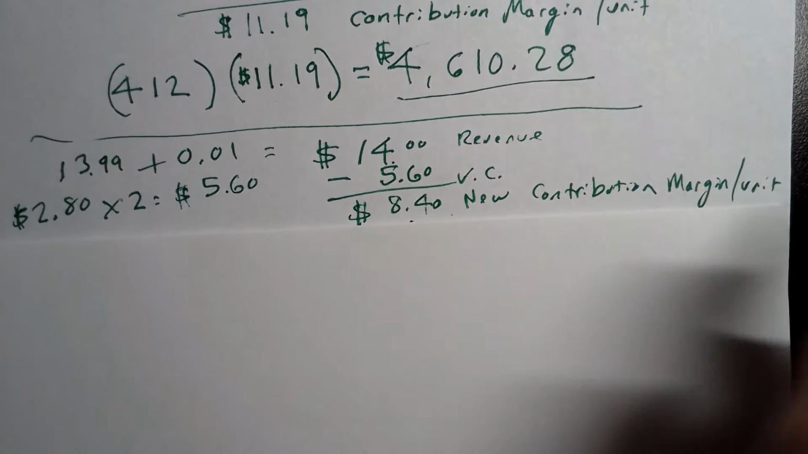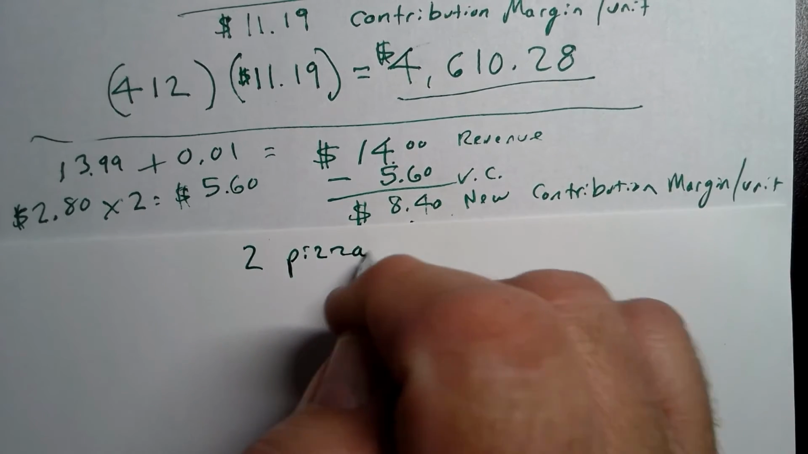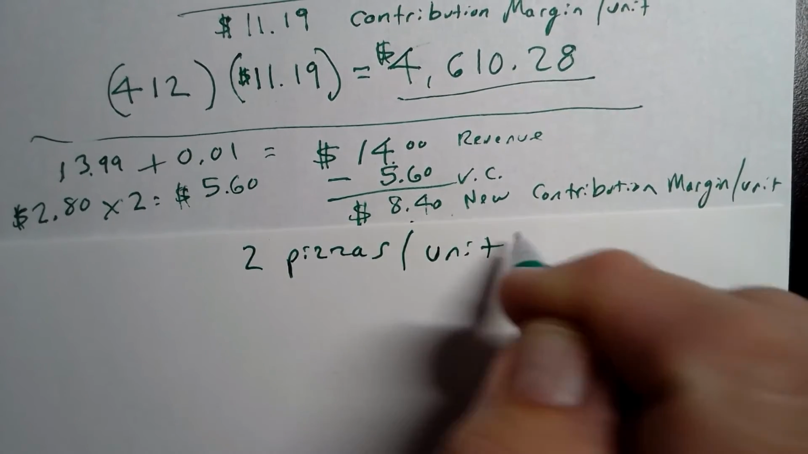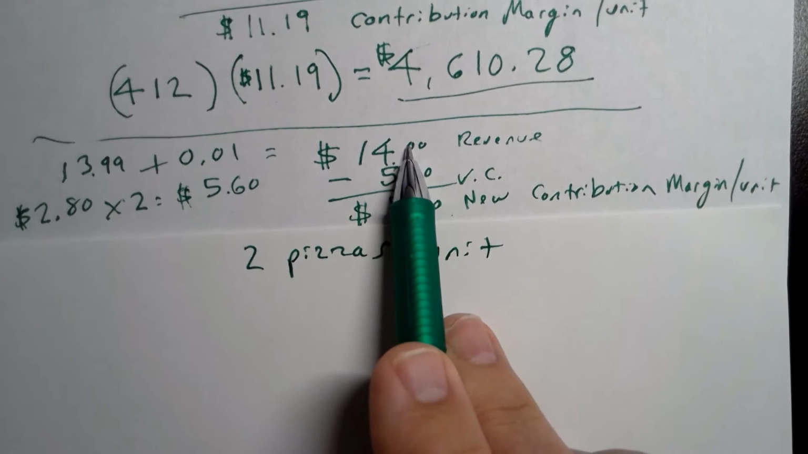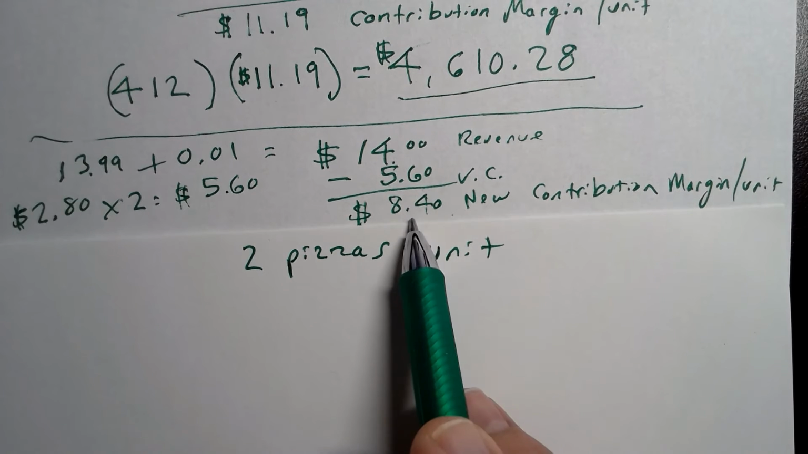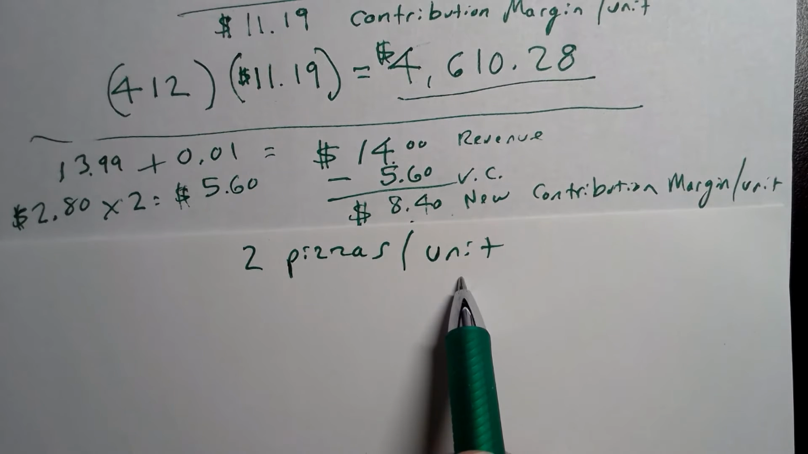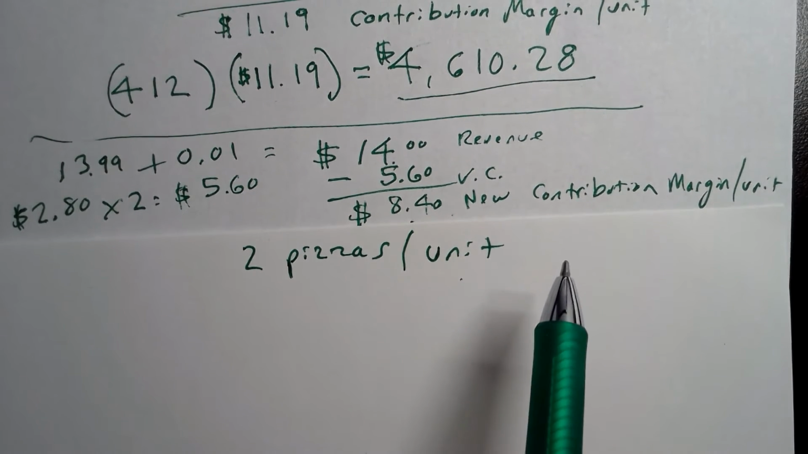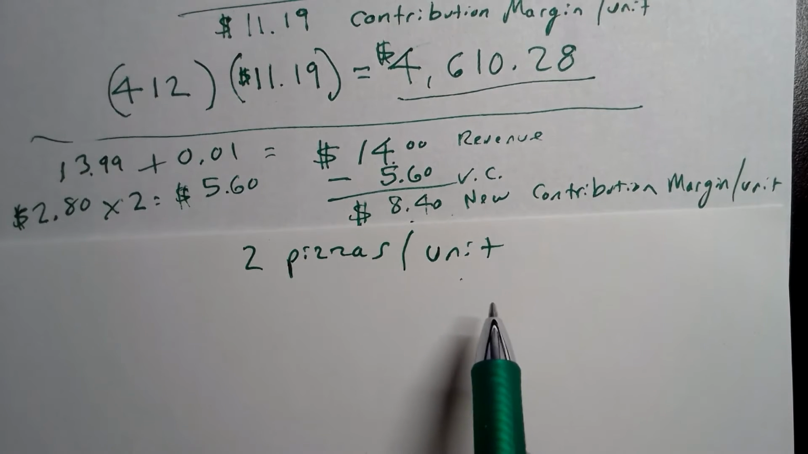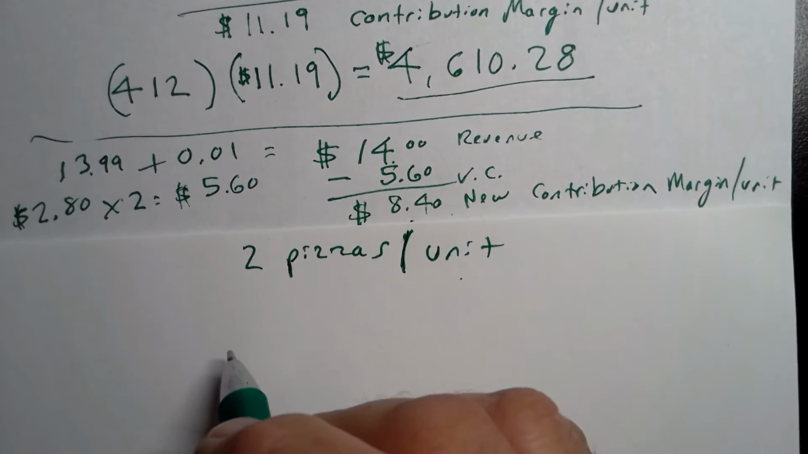Now, we need to remember that this is 2 pizzas per unit, right? Because we're selling 2 pizzas and we've got the variable costs based upon 2 pizzas, and that's our new contribution margin based on 2 pizzas. So let's keep that in mind. We got 2 pizzas per unit, and now let's figure out how many units we have to sell, knowing that there are 2 pizzas in a unit.